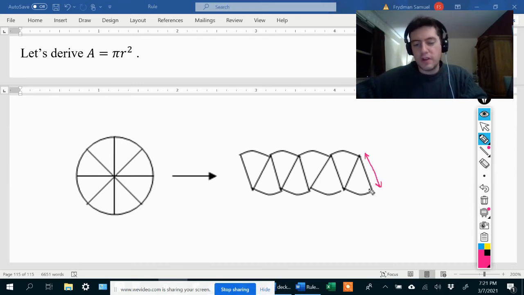Again, this is just one of the slices of pizza. Maybe it's this slice over here, and this part came from over here. I'm making that a little bit thicker so you can see it. This is just the radius of this circle. So if the radius of the circle is r, then the length of this is just r. And what about the length from here to here?